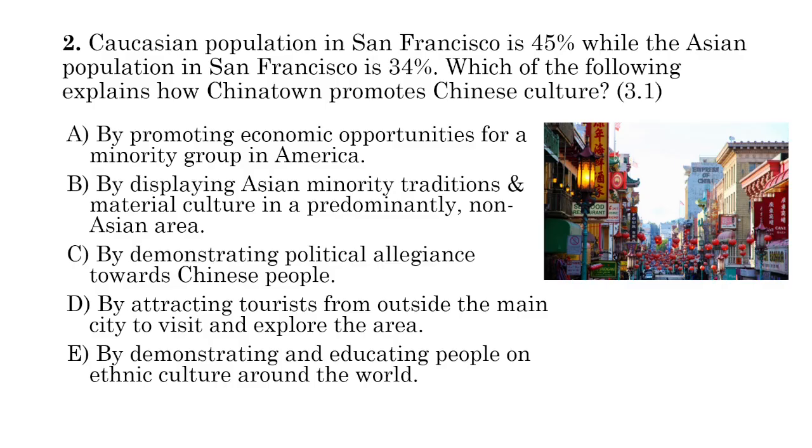So let's go through all the answer choices and see which one best gives us the answer to this, because there's a lot of different ways that we could answer this question. Which one best answers it? So A, by promoting economic opportunities for minority group in America. So Chinatown doesn't provide opportunities for this minority group.